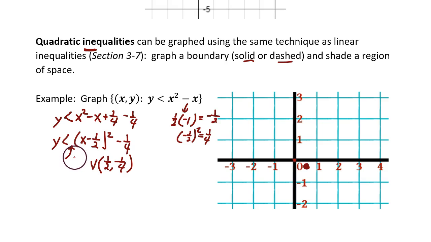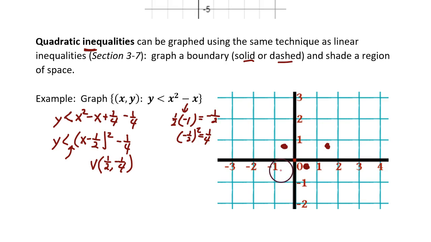Let's find some dots to form the branches of the parabola. From the vertex, when x changes by 1 unit, y changes by 1 unit. So from this dot, over 1 unit takes you halfway between 1 and 2, and up 1 unit takes you to about right there. And there is a corresponding dot located here.